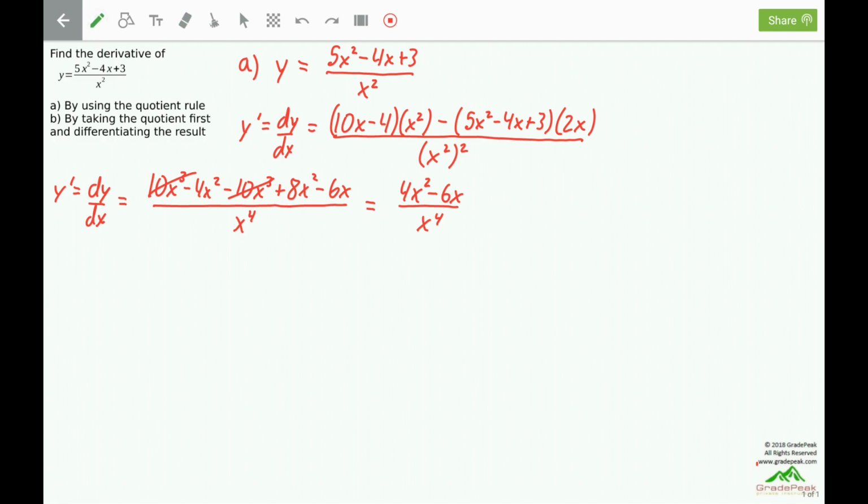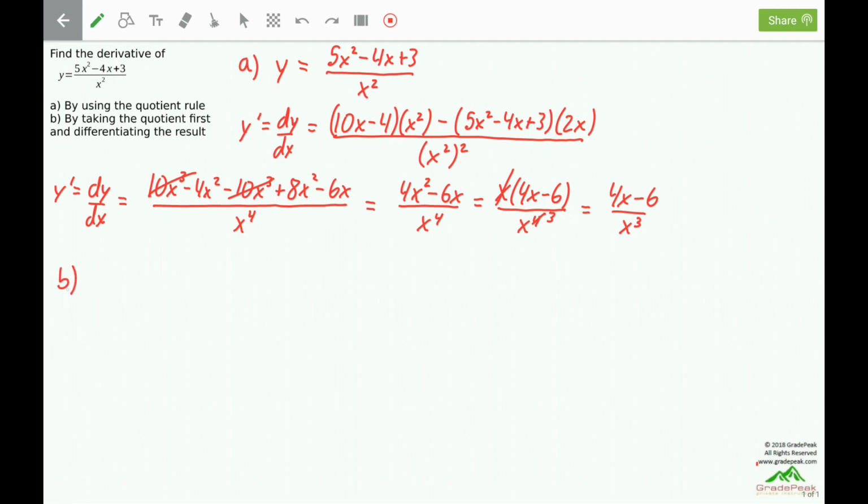We do have a common factor of x from the numerator, as well as a 2. But the 2 will not be able to cancel with anything in the denominator, so I'm not going to factor a 2 out, but I'm going to factor the x out because it can cancel with one of the x's in the denominator. So let's factor an x out. X times 4x minus 6 over x to the 4th, and we can cancel out this x with one of the x's down here, leaving us an x cubed. And we can write it as 4x minus 6 over x cubed.